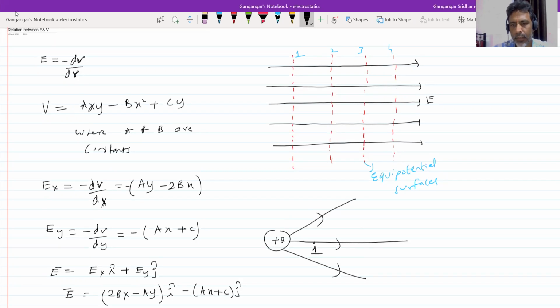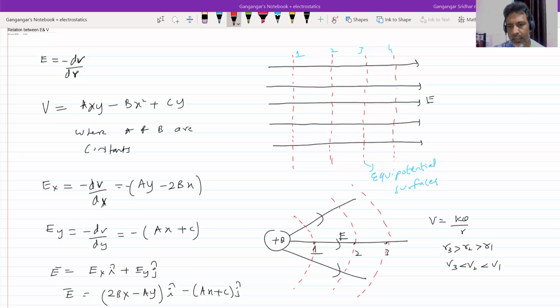Then you pick up the points 1, 2, and 3. What will be the potential at 1 and 2? We know the formula KQ by R. As R increases, R3 is greater than R2 greater than R1. So what will be the potential? V3 less than V2 less than V1. Is that okay? Look at the E bar, how E bar is directed, and what the equipotentials are for this. They will be spherical concentric shells, and E bar will be directed perpendicular to them.